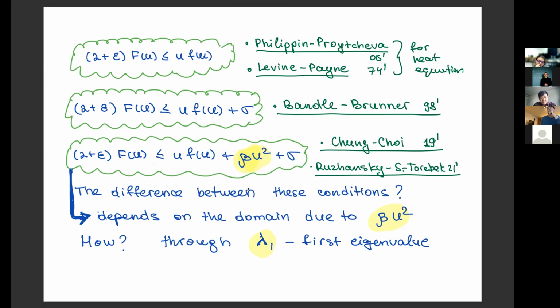Also, this condition depends on the domain due to this beta. You remember that beta depends on the first eigenvalue, and the first eigenvalue depends on the domain. So when the domain is large, the first eigenvalue is small, and this condition will be the same as this one. But if the domain is small, then the first eigenvalue will be large, and we'll have this one. So we have this kind of connection between the condition and the domain. It's a very interesting concept to see.